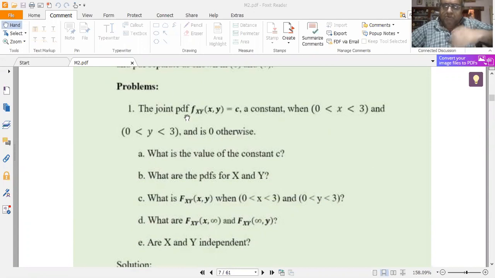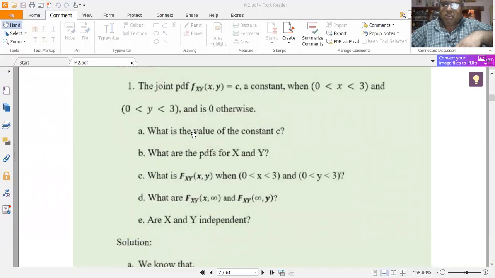The first problem statement goes like this. The joint PDF f_XY(x, y) is equal to c, where c is a constant, when 0 < x < 3 and 0 < y < 3, and is 0 otherwise. That is, f_XY(x, y) is equal to c for x lying between 0 and 3 and for y lying between 0 and 3, and f_XY(x, y) is equal to 0 otherwise. So I have to calculate the value of the constant c.